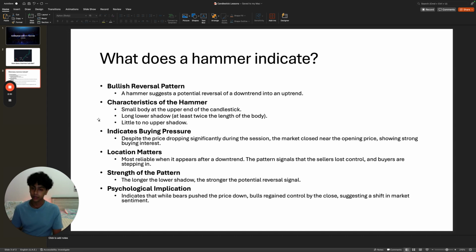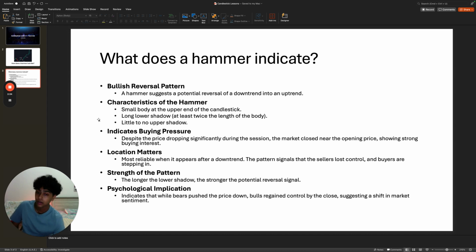It indicates buying pressure, since despite the price dropping during the session, the market closed near the opening price, or at least much higher than the low, because it shows that there is buying pressure upwards. Towards the later end of the market session, the buying pressure lifted the price up a lot, showing buying interest. And again, as I mentioned, the location matters.